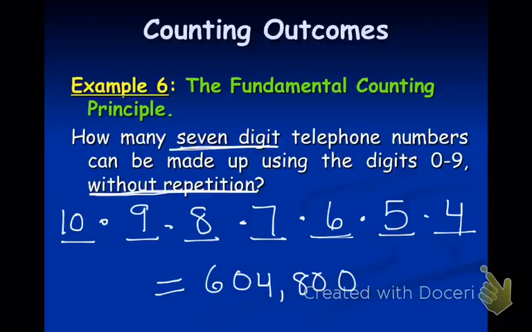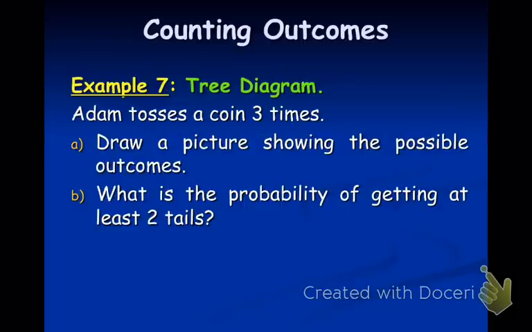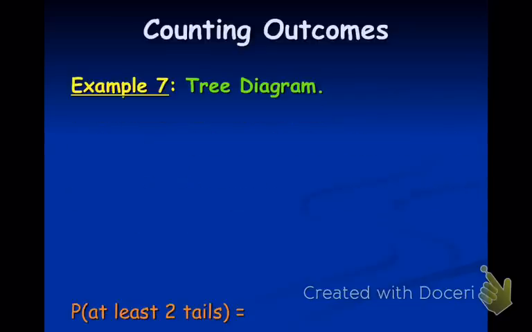Let's look at example number 7. This one we're going to be asked to draw a tree diagram when Adam tosses a coin 3 times. We're going to draw the picture showing the possible outcomes, and what is the probability of getting at least 2 tails? So let's go ahead and do that. So again, 3 times, and we want to get 2 tails. So I'm going to go ahead and draw my coins.